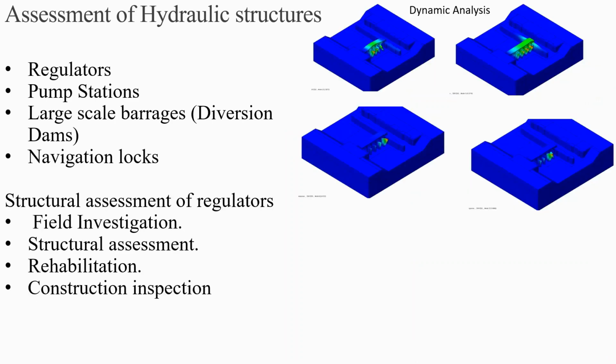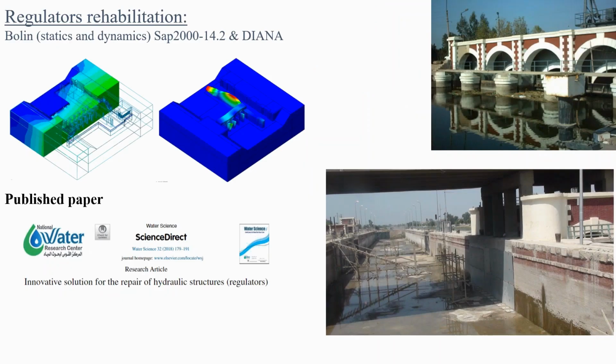And these are the mode shapes of the same historical regulator, which is around 100 years old. After being involved in the master plan of Egypt for structural assessment of 150 regulators, we published a paper titled Innovative Solution for the Repair of Hydraulic Structures, especially regulators, discussing non-traditional solutions for repairing hydraulic structures. We discussed the rehabilitation of a plane regulator as an example. Now I want to show you a quick look at the major models I have done.